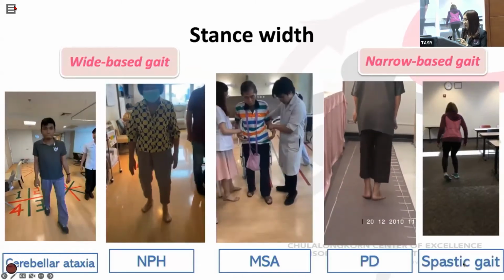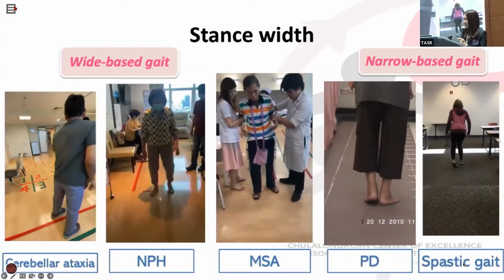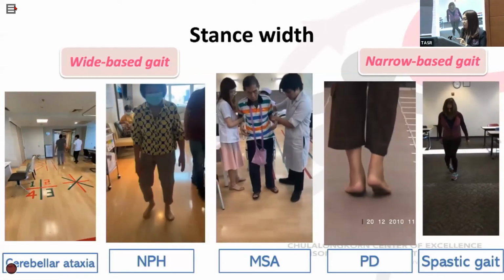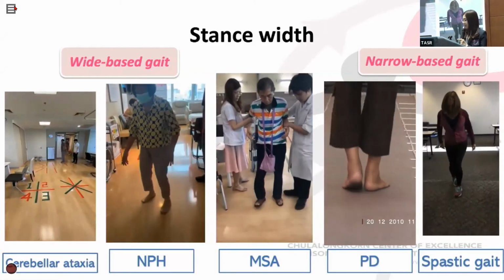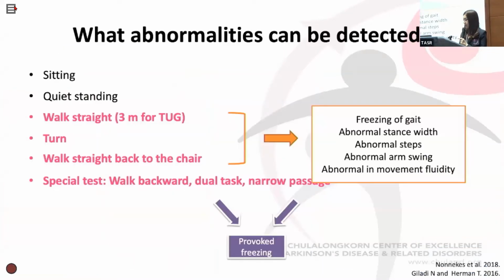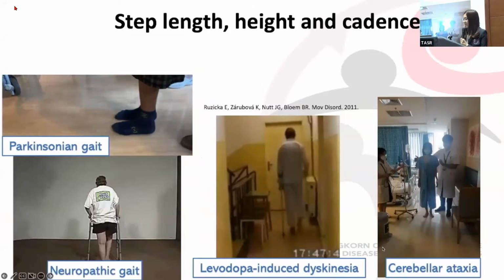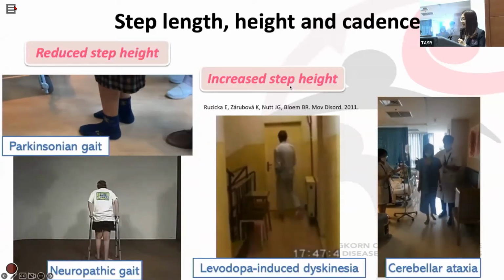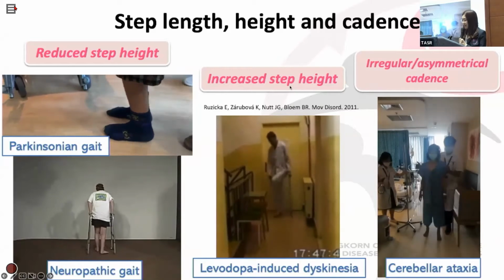And the last video is the patient with spastic gait. You see that they have narrow-based gait due to their muscle spasms. Now let's move to the third abnormality, the abnormal steps. They can be divided into reduced step height, increased step height, and irregular or asymmetrical cadence.